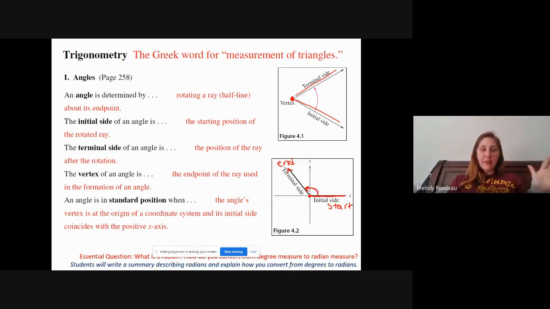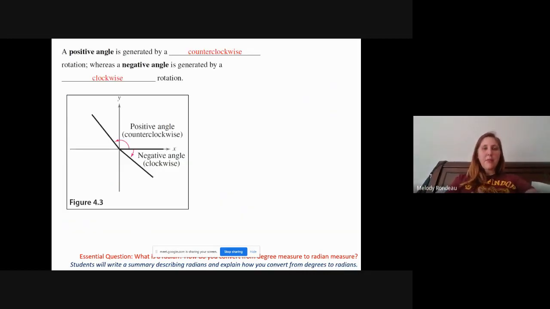You should already hopefully have these written down. If you didn't, go back and write them down later and make sure that you know what those words mean. Initial and terminal side are going to be really important today. Also know standard position: the vertex is at 0, 0, and the initial side lies right over the x-axis. Then we have a positive angle.